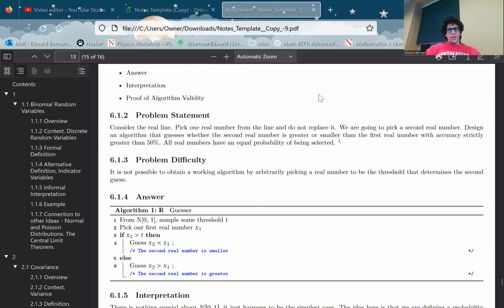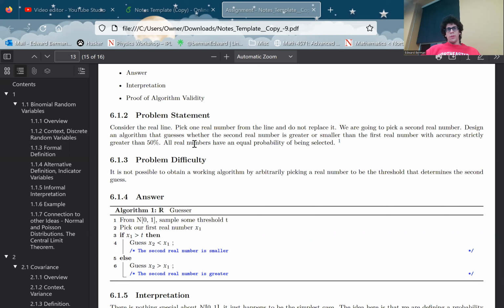So the problem statement is the following. Consider the real line. Pick one real number from the line and do not replace it. We're going to pick a second real number. Design an algorithm that guesses whether the second real number is greater or smaller than the first real number with accuracy strictly greater than 50%. All real numbers have an equal probability of being selected.